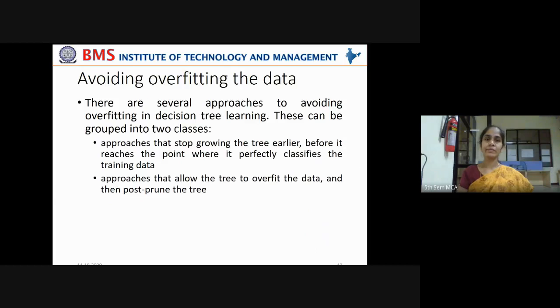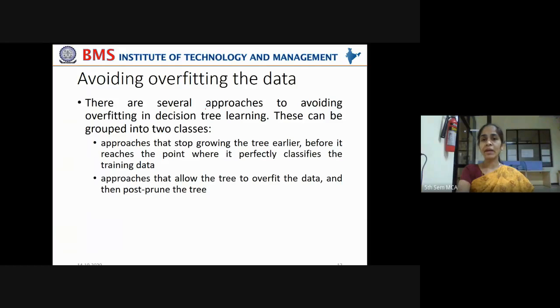Okay? Now there are several approaches to avoiding overfitting in decision tree learning. Yes, there is some problem. Obviously, a solution also will be there. That is why when you get stuck with some problems, you should not worry. The solution will be already available. The only thing is you have to uncover that solution. In your life also, if you come across some problems, do not worry. The solution is already there for that. The only thing is you have to work hard and uncover that solution. You can find the solution for that problem, right?